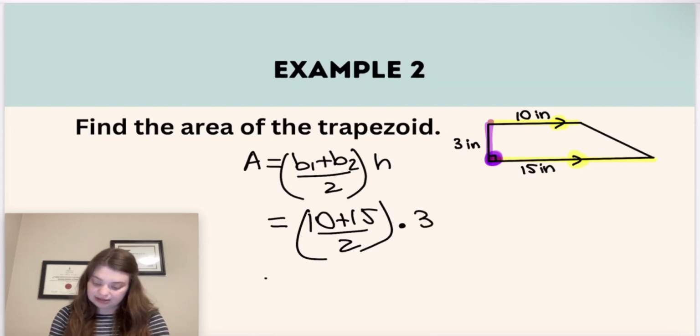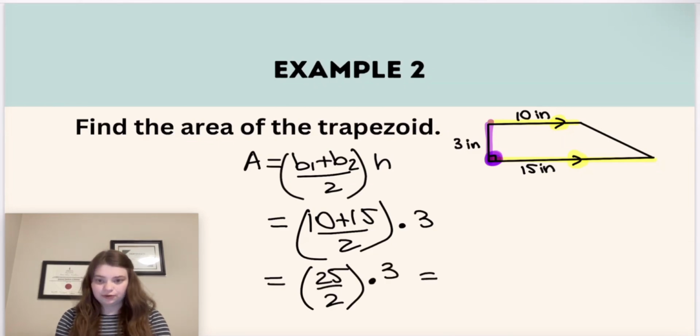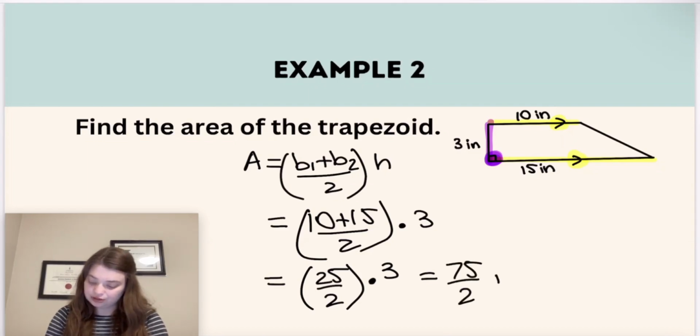Now let's find out what's in the bracket. So 10 plus 15 is 25. So in the brackets, we have 25 divided by 2. Now 25 over 2 actually can't be reduced any further, so I'm just going to multiply at this point. 25 over 2 times 3. Well, we multiply the numerators, so we multiply 25 by 3 and get 75. So 75 over 2 square inches is the final answer.